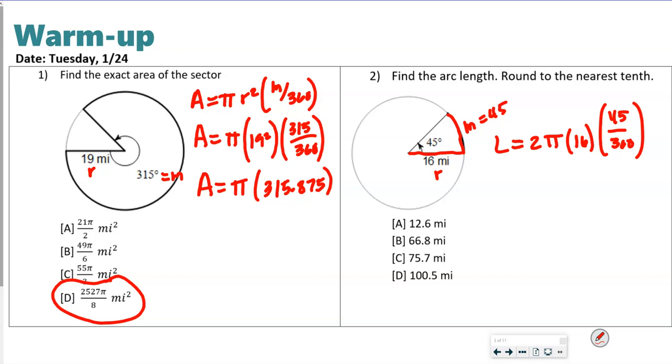Okay? I know my handwriting's not very clear there, y'all, but I think you guys get it. And so when you do that one, you should have got 12.6. Okay? And remember, because it says rounded to the nearest tenth, we're actually going to multiply by that pi.